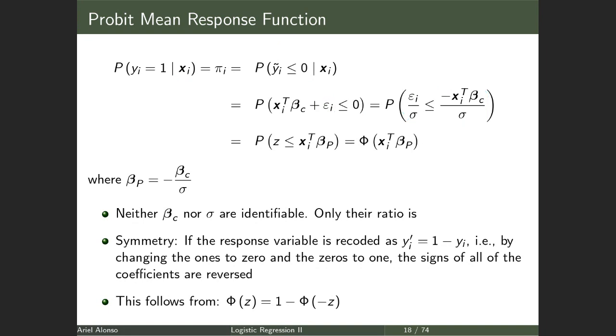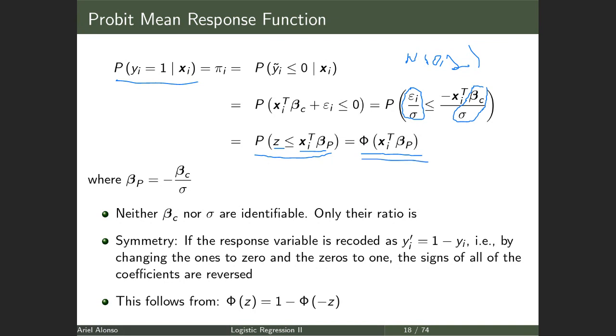Once you do that, this part of your probability over here is a standard normal, right? Epsilon_i divided by sigma follows a normal distribution with mean 0 and variance 1. It's part of the assumption of the latent model. So this is the probability that a standard normal variable is smaller than something. That's what you want. You can calculate that very easily using the cumulative distribution of a standard normal. What is this beta_p? This beta_p is beta_c divided by sigma. And this, guys, is the probit model.